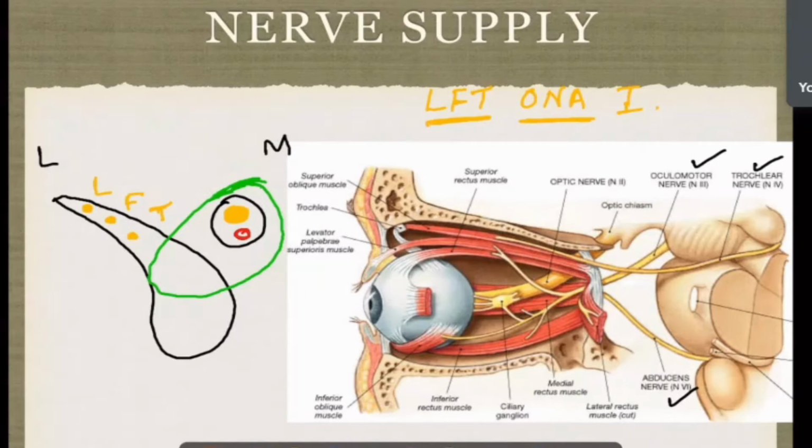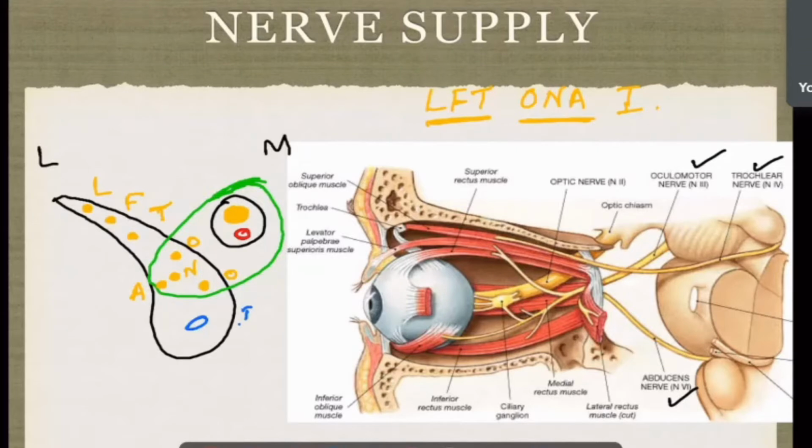So what is O? Oculomotor nerve. Oculomotor nerve has got a superior ramus and inferior ramus. So both are going to pass through the intermediate compartment. Then you have N. What is N? Nasociliary nerve. And what is A? Abducent nerve. And what is I? Inferior ophthalmic vein. So I is inferior ophthalmic vein.